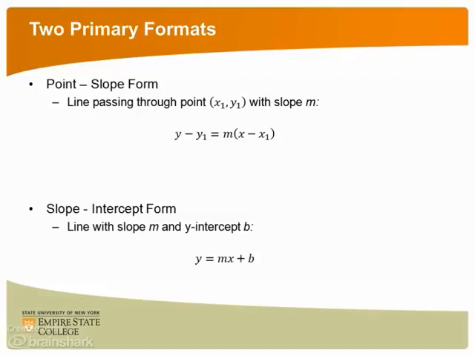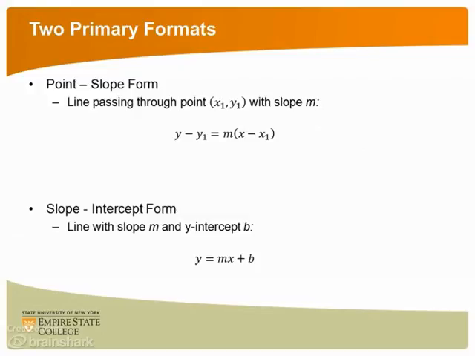There are multiple formats for the equation of a line. The format chosen depends on many variables: the available information about the line, instructor preference, and purpose for writing the equation. However, there are 2 primary formats: the point-slope form and the slope-intercept form.